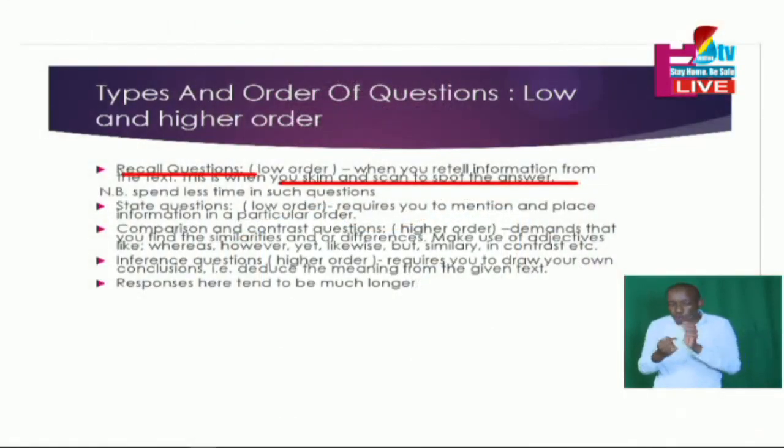And then again, we have the state questions. The state questions are also low order questions, and they require you to mention and place information in a particular order. So with these ones, they may ask you to list maybe 3 activities depending on what you are being asked in that particular question. You might be asked to state, you might be asked to mention. So these are also state questions.